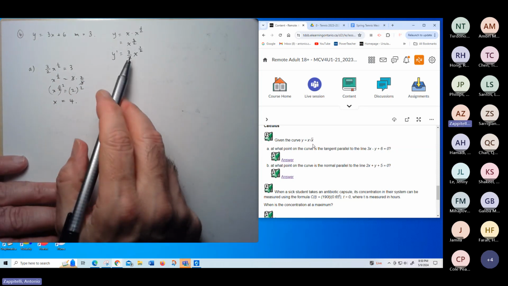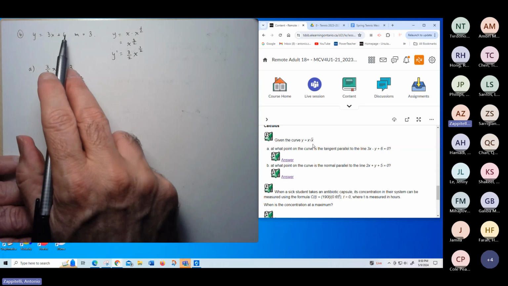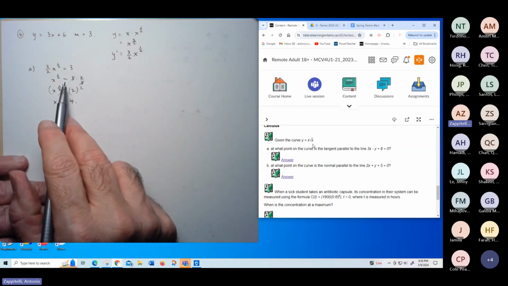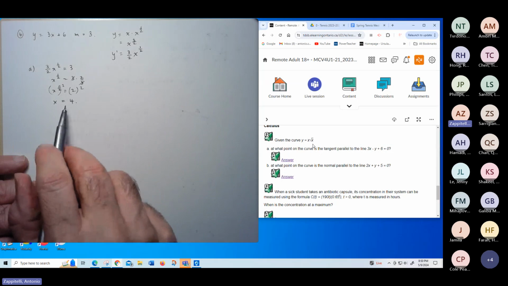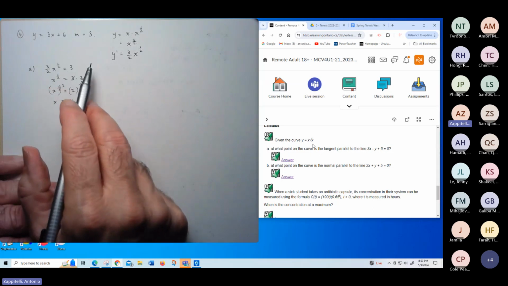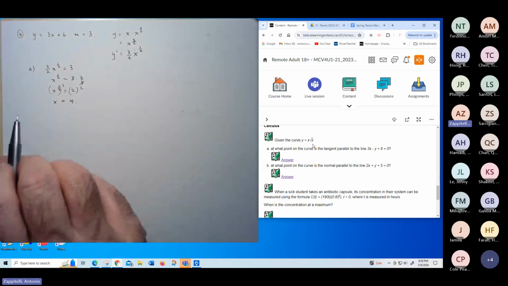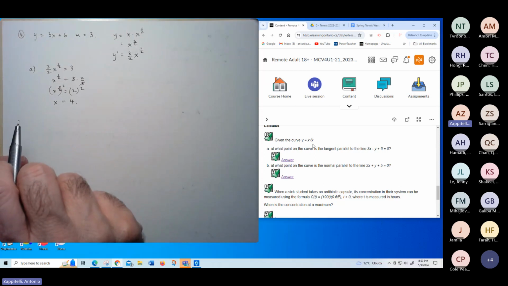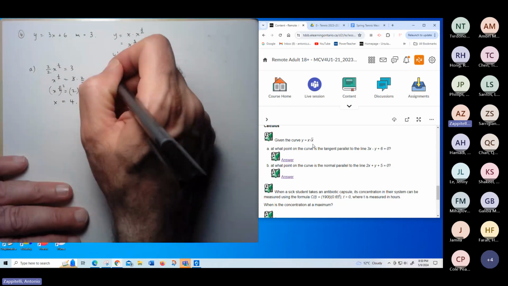So we found the derivative. We determined we were interested when the derivative was equal to 3. I just had to solve that equation. So if you want the point, just put it back in your original equation. Okay? But I'll leave that to you folks just so we can finish this off. So let's look at B.